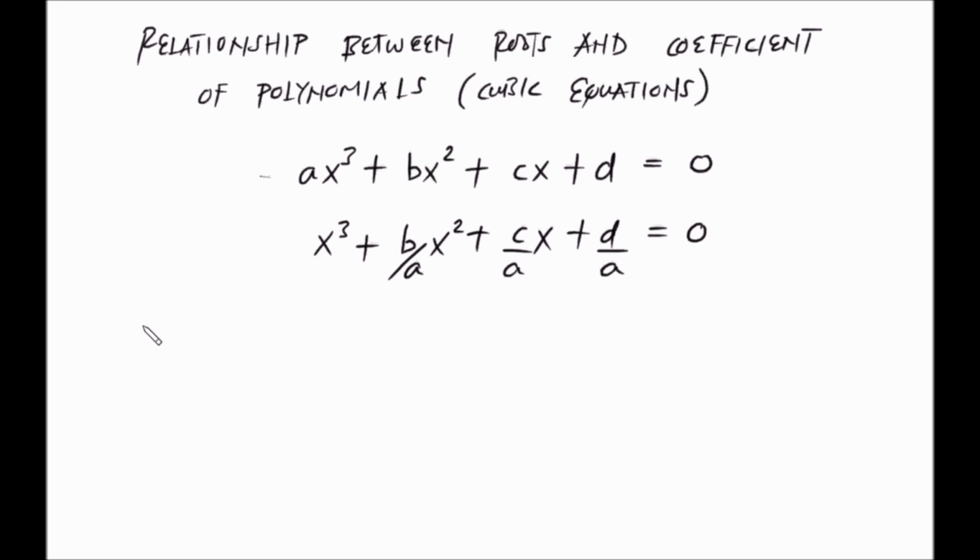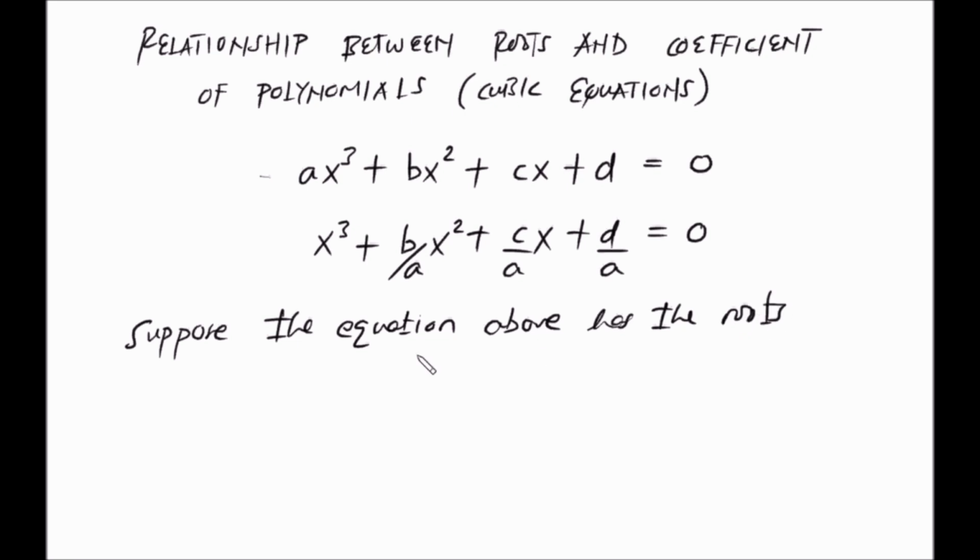Now suppose the equation above, that cubic equation, has the roots alpha, beta, and gamma. Suppose the equation above has the roots alpha, beta, and gamma. Notice a cubic equation is going to have 3 roots.